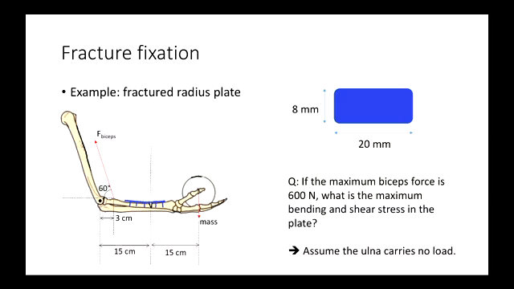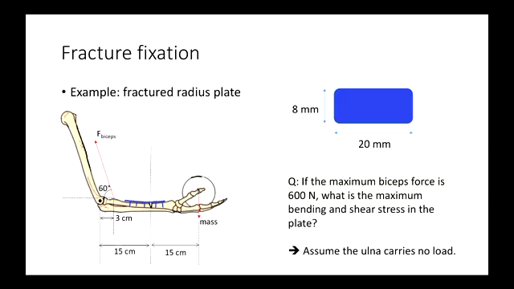Alright, so we need to calculate the bending stress in the plate. We need to know what bending moments are applied to the plate. Okay? So to do that, we need to resolve all the forces and moments in this system. And we said also the force of the biceps is 600 newtons.